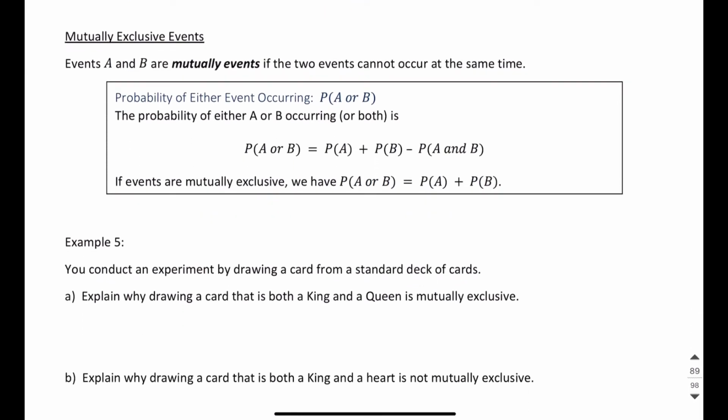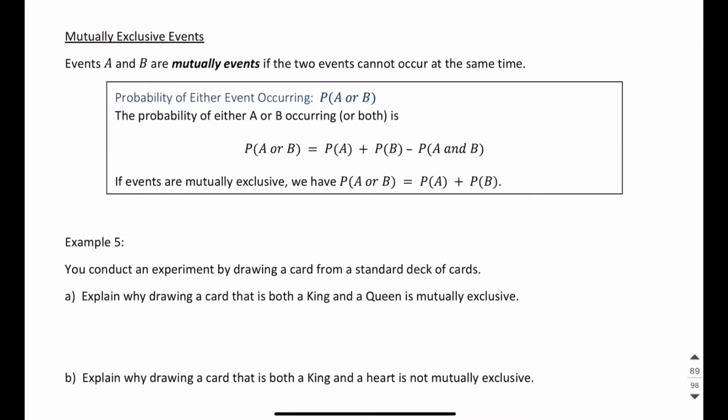Now, we can also talk about two events being mutually exclusive. Two events are mutually exclusive if those events cannot occur at the same time. Using this, we can find a special case for the probability of event A or event B occurring.